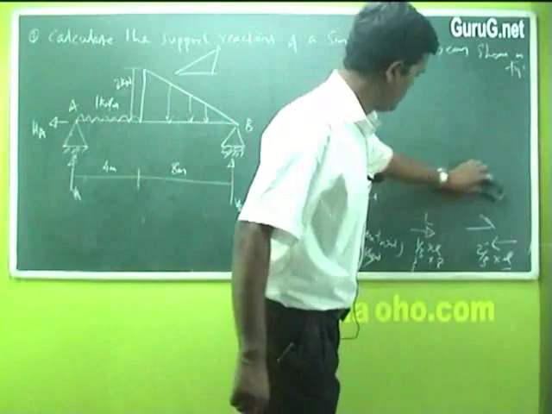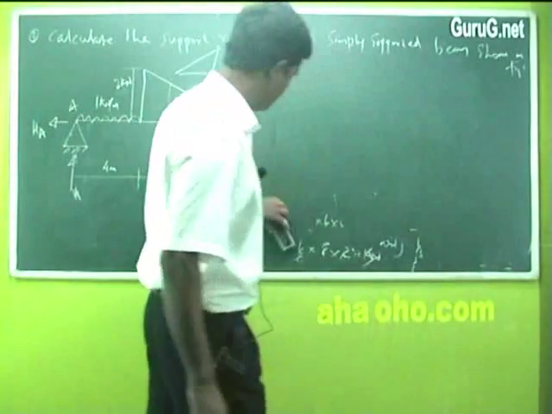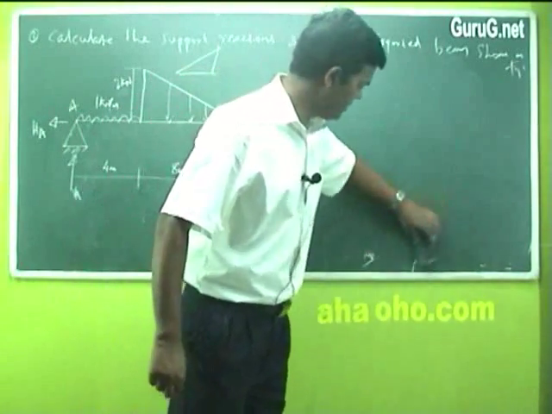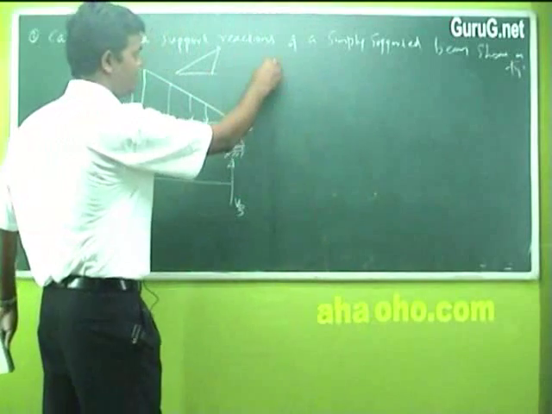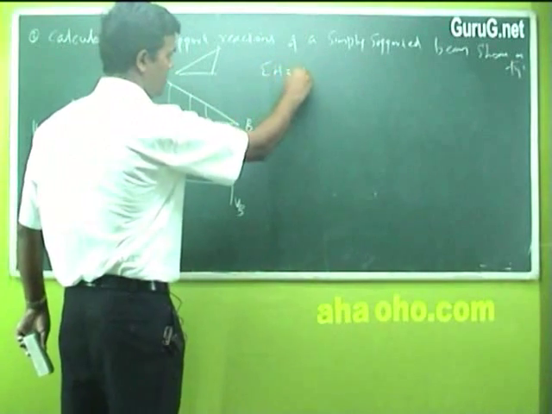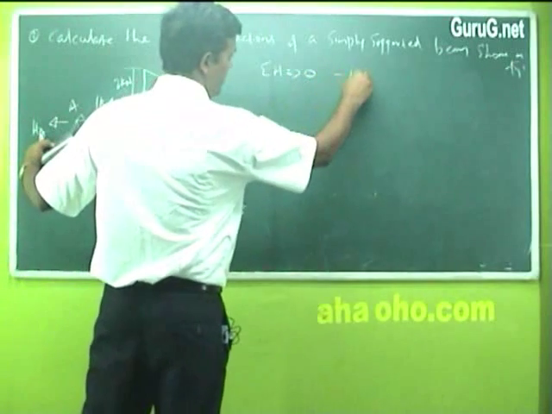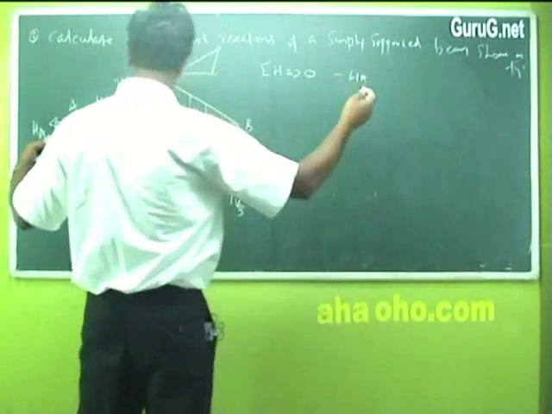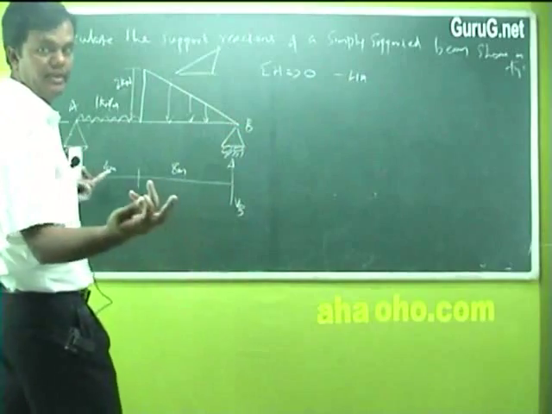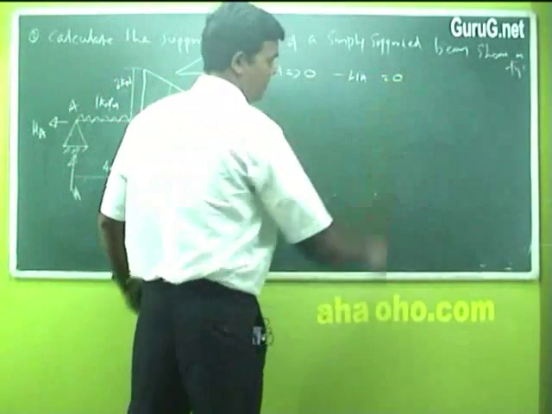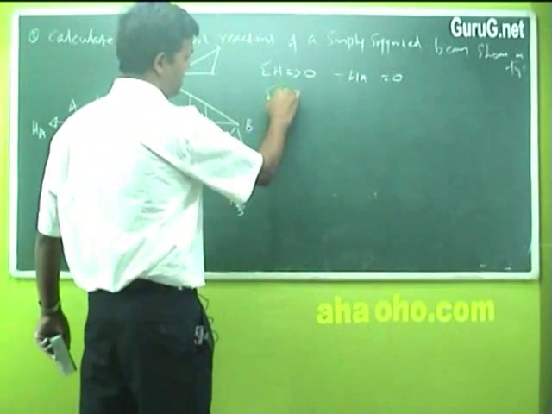Not only the moment, all three: sigma V, sigma H, and moment. Now we will find out sigma H here. What will be here? Horizontally, you have HA minus HA. Anything else? Horizontal load here? Nothing is there, so it is equal to 0. Fine. Then you go for sigma V.